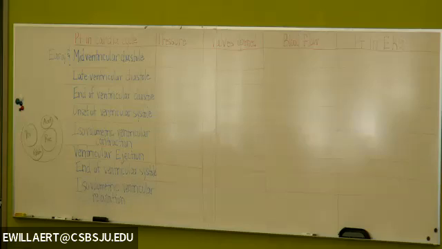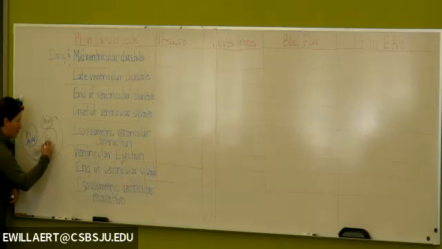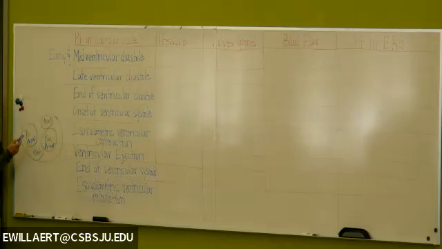Tricuspid connects what to what? Right atrium to right ventricle. So this is an atrium to a ventricle. What other valve connects an atrium to a ventricle? Bicuspid. Right? So if the tricuspid valve is open, the bicuspid valve is open.